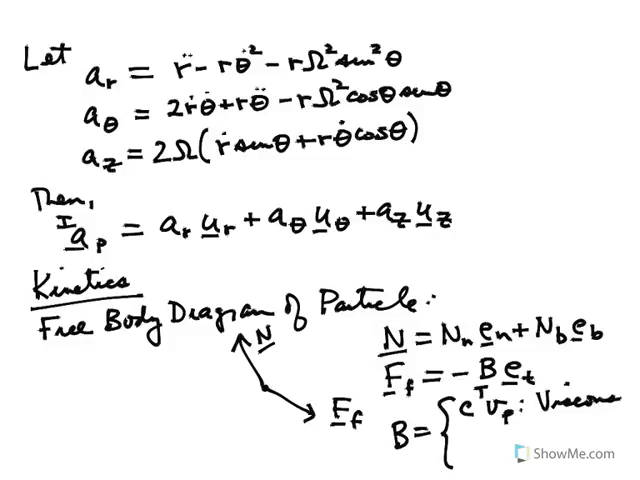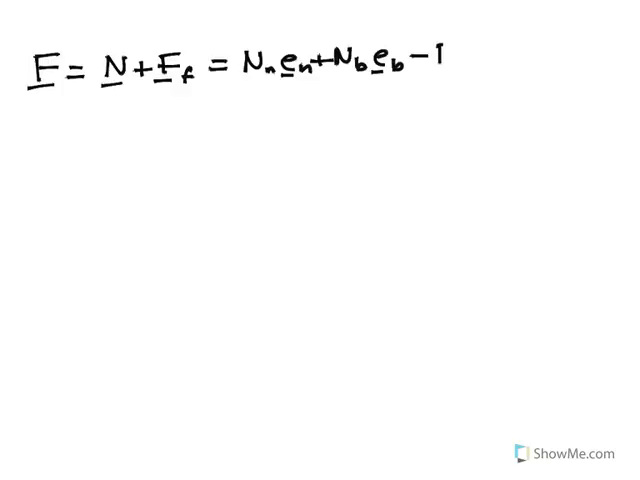That's for viscous friction. For Coulomb friction, it's minus mu times the magnitude of the normal. So I'm going to look at both of these in the process of doing this problem. So now let's actually go through this. We know that the resultant force is equal to the normal force plus the friction force, which is equal to n sub n En plus n sub b Eb minus this coefficient b times the tangent vector, and that has to equal the mass times the inertial acceleration.